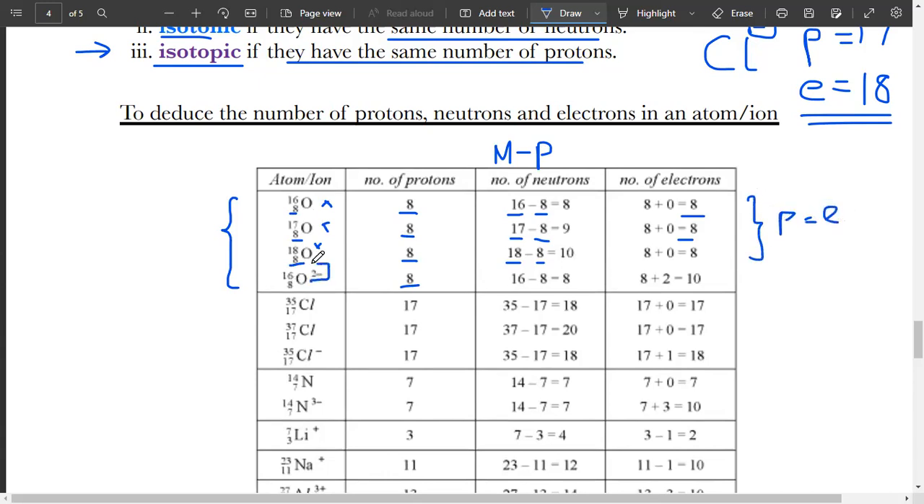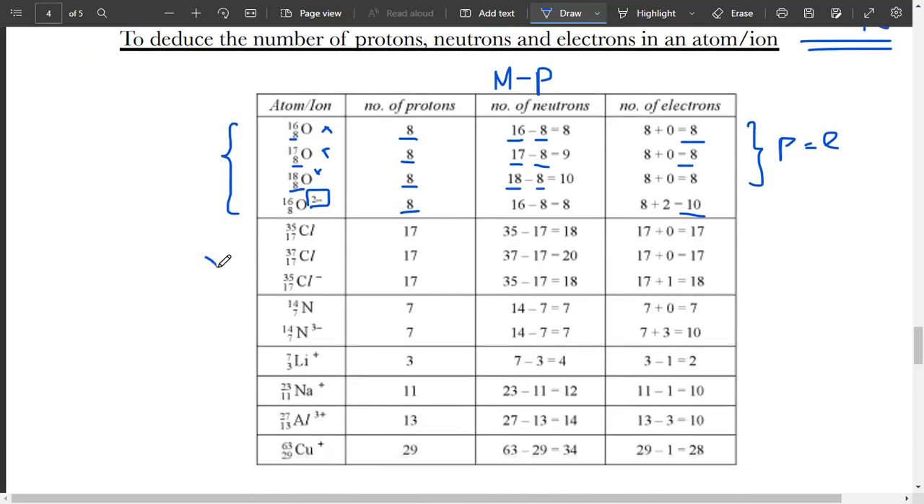Over here you can see that we have oxygen ion और 2 minus का charge है. 2 minus means that it has gained 2 electrons. तो आपके पास electrons 10 हो जाएंगे. Same is the case, we have an example of chlorine, nitrogen, lithium ion, sodium ion, aluminium ion and copper ion as well.